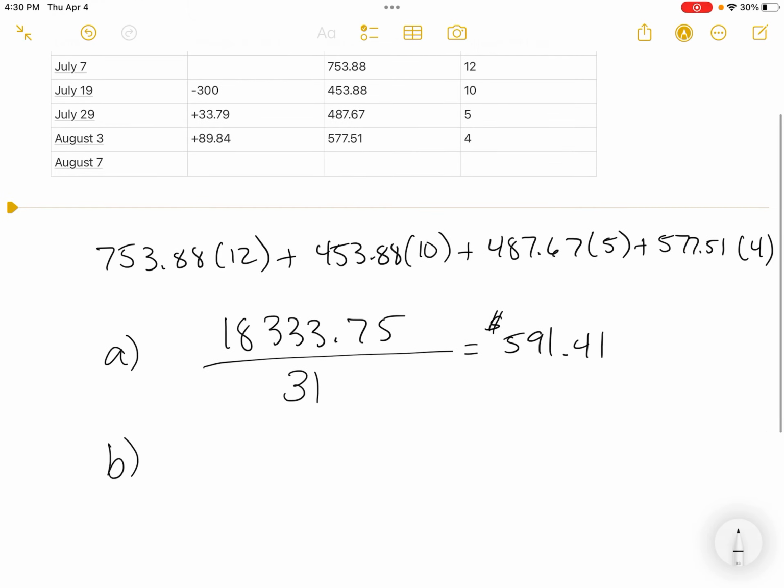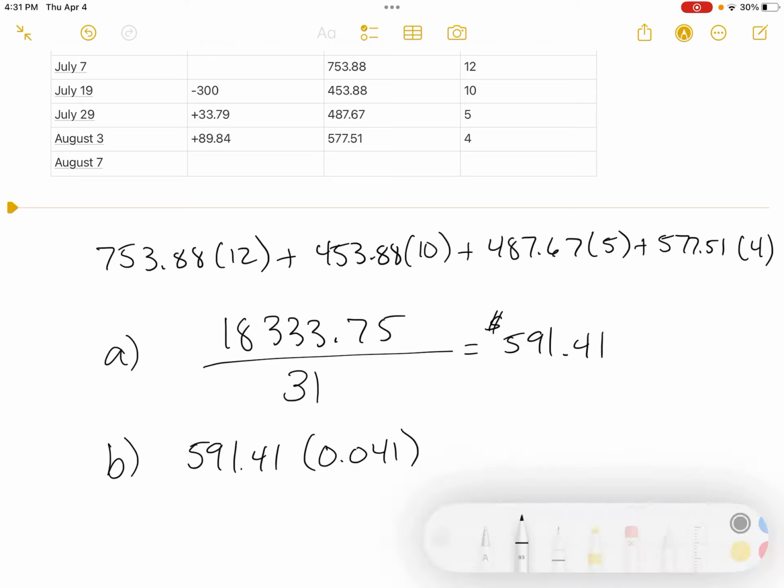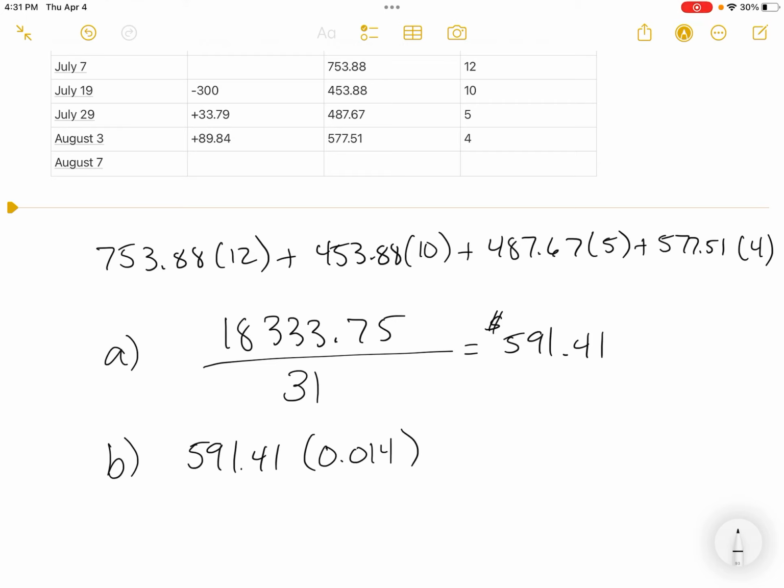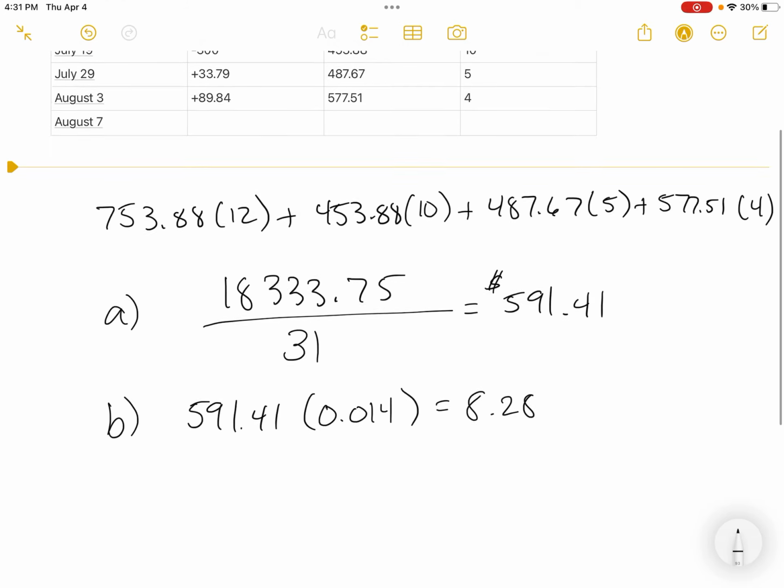For part B, in case that's still a concern, if you're going to get the finance charge, you have to take the average daily balance times the finance rate. I don't have that written on here, but the finance rate was, sorry, not 4.1%, I saw that wrong, 1.4% every month. And so we take that 591.14 multiplied by 0.014, and we come out with an $8.28 finance charge, which matches your B answer.